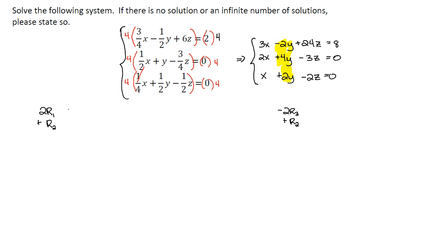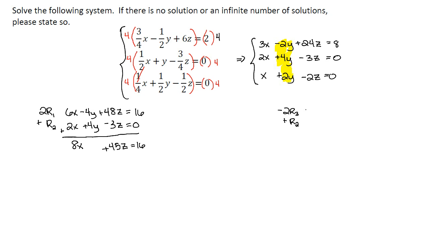So twice row 1 is going to be 6x minus 4y plus 48z is equal to 16. And to that I'm going to add row 2, so that's 2x plus 4y minus 3z, and that's equal to 0. Add these up, we'll get 8x plus 45z is equal to 16.